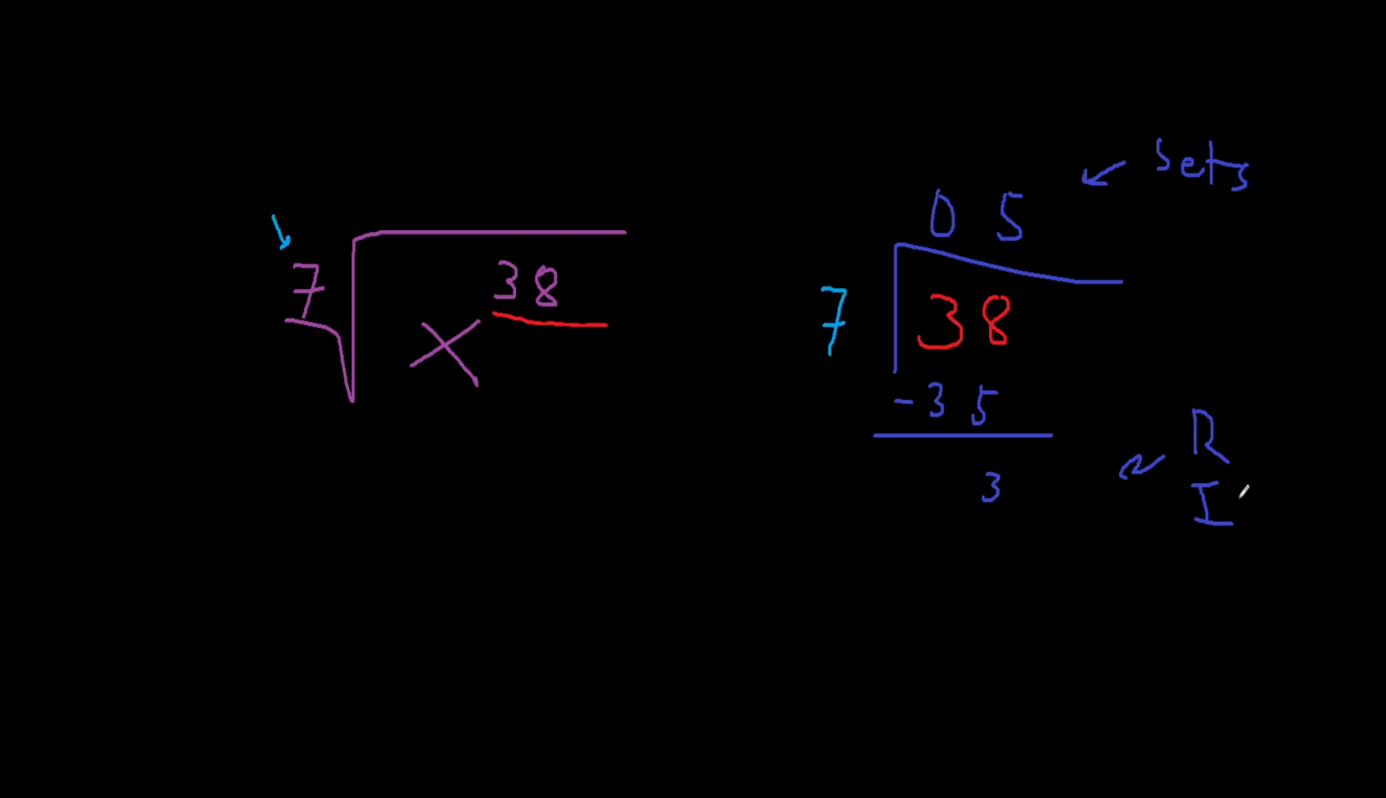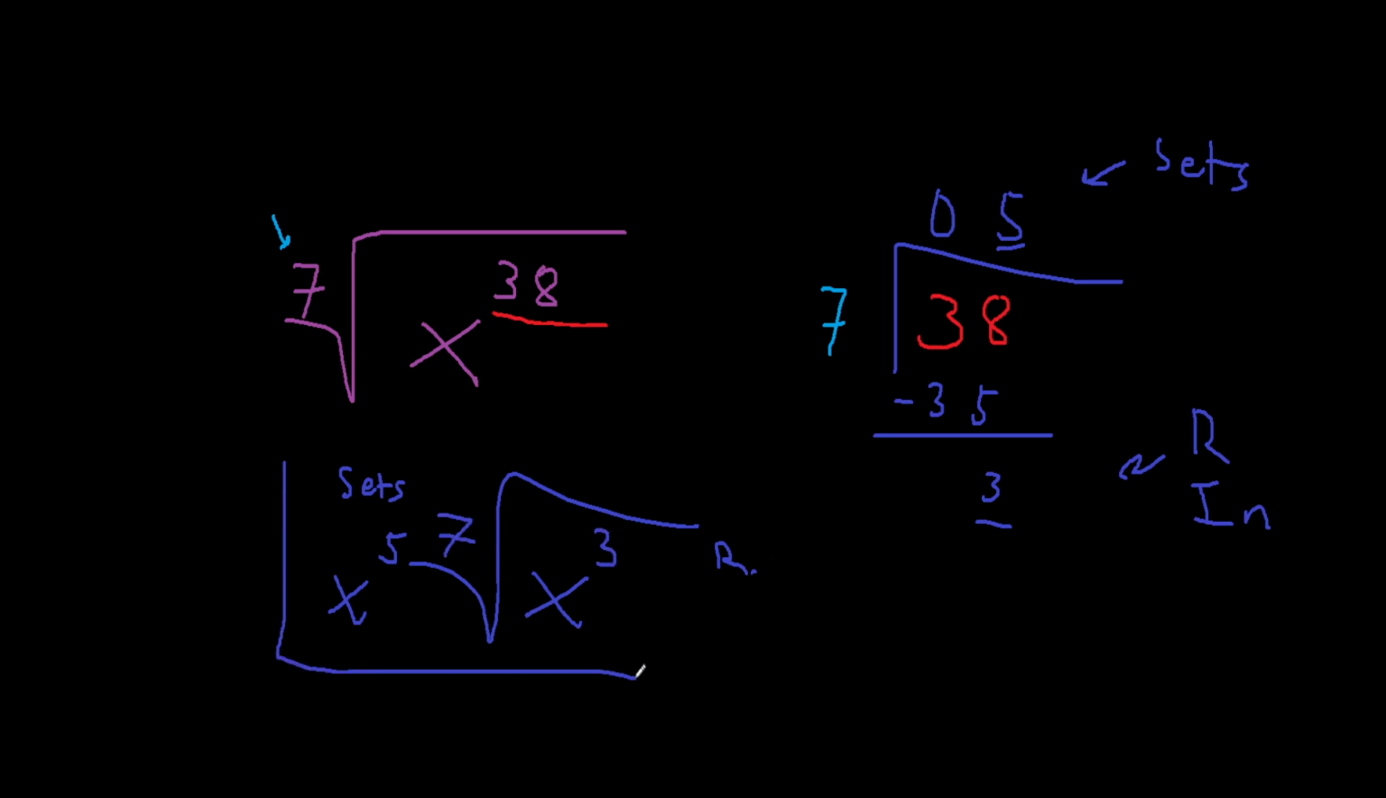Okay, so on the inside, we should have 7th root of x to the 3rd power, because there's 3 of them left over. And on the outside, we should have x to the 5th. So sets on outside, so x to the 5th, and remainder on the inside. So that's x to the 5th times x to the 3rd, root 7. And this would be our answer. Right there. That was fast. That was nice and quick and easy.